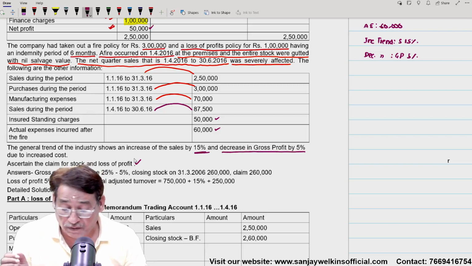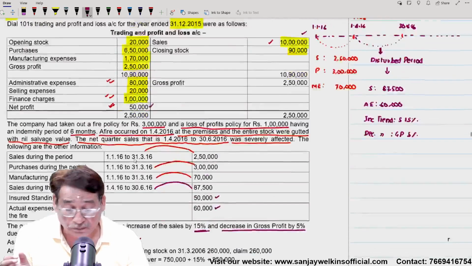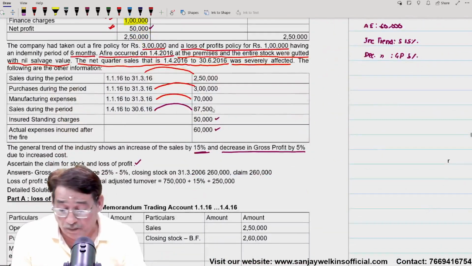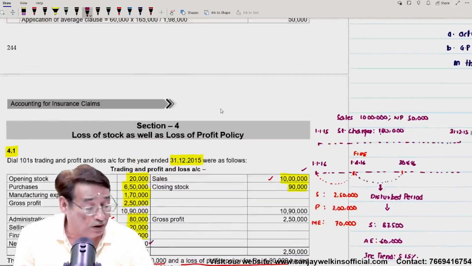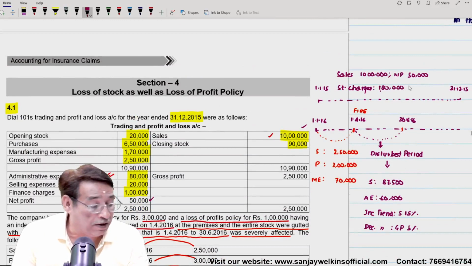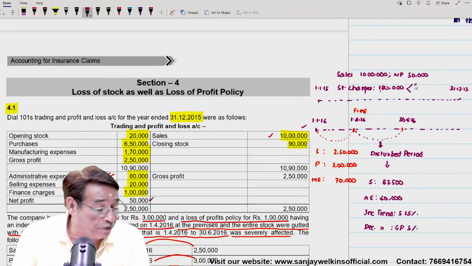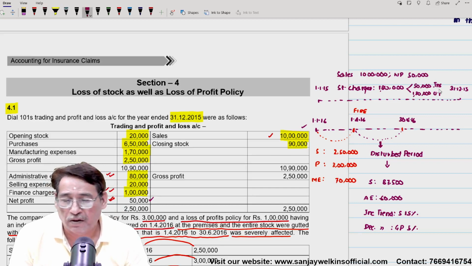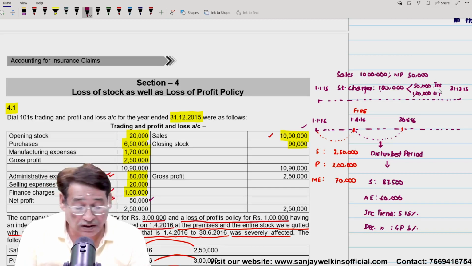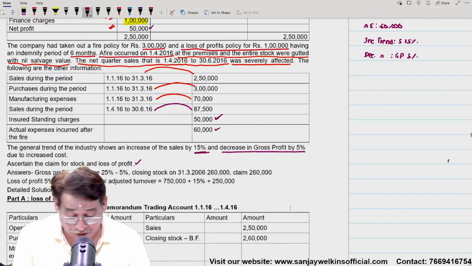So in this question, one important line is given. Insured standing charges is equal to 50,000. See, our standing charges are 1,80,000. Out of that, 50,000 are insured. That means 1,30,000 uninsured standing charges are there. Is it clear to you or not? So this is the diagrammatic presentation of this question. Now I will solve this question for you.